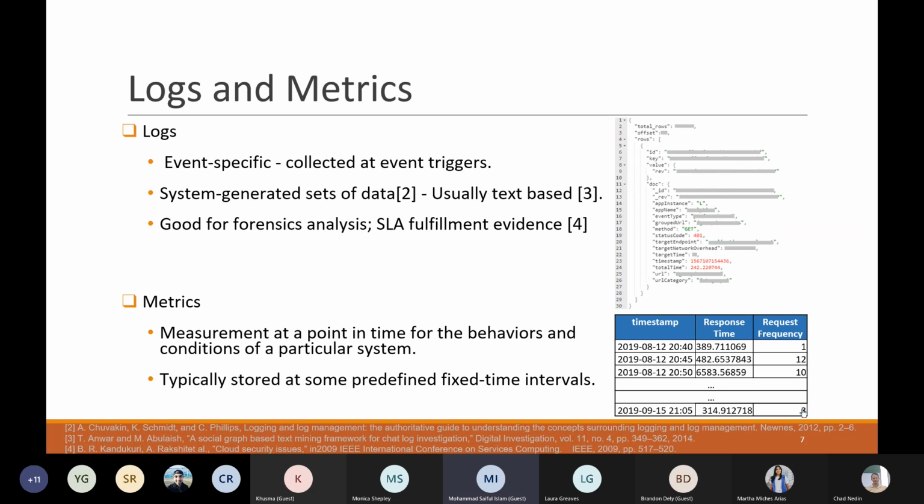Can you hear me, by the way? Because my system is showing that no microphone is detected. Yes. Okay, perfect. Sorry about that.